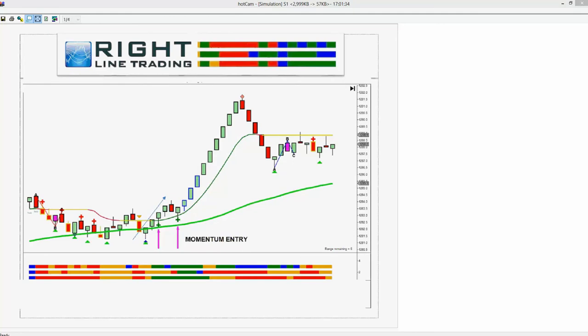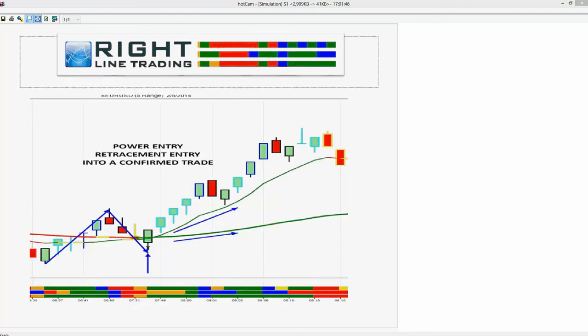Same thing again. Break of the 15 and the 50, move to the upside. Retracement back to the modified 15, and that's a big move to the upside. Pair entry, same thing. Break of the 50, but the 50 is red. We can't go long. We wait for a retracement right back into the 50 and the 15, and up we go.